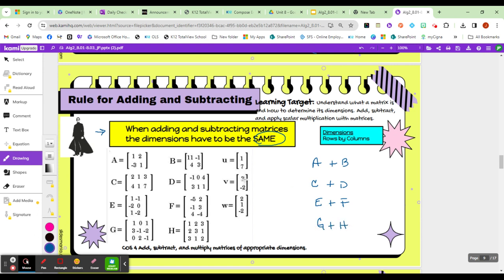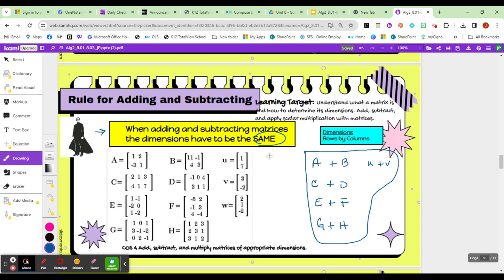And I could add U and V and W. No, I couldn't add the W. I could only add U and V because they both have 2 rows and 1 column. W has a different dimension. So you could do U plus V. These are all of the matrices that we can add, okay?